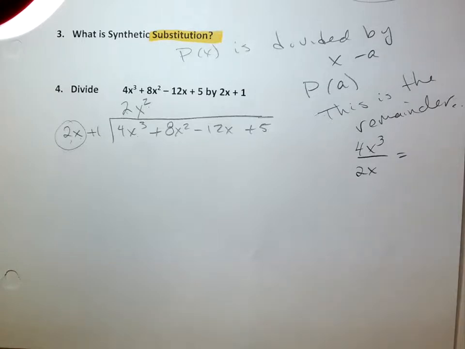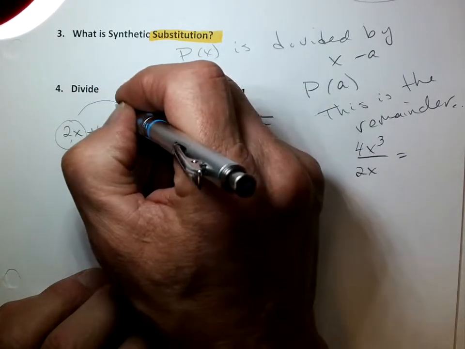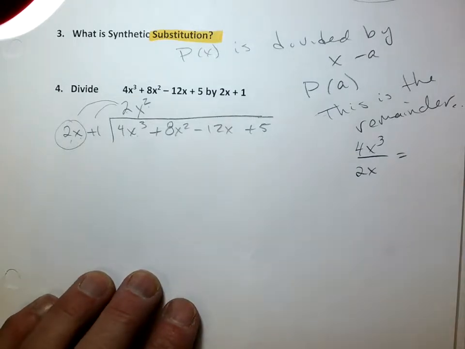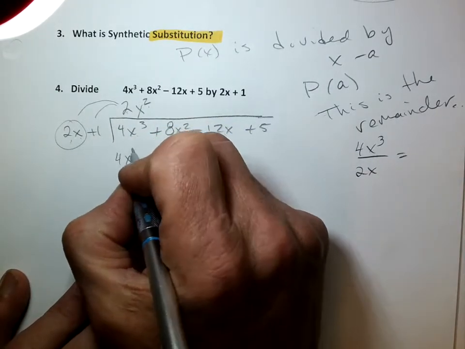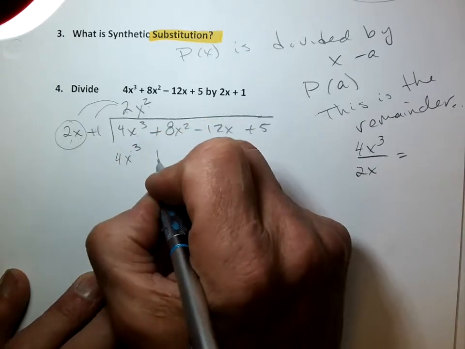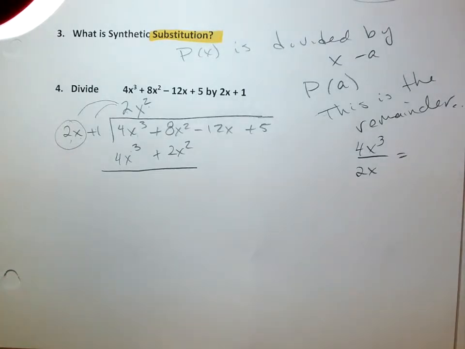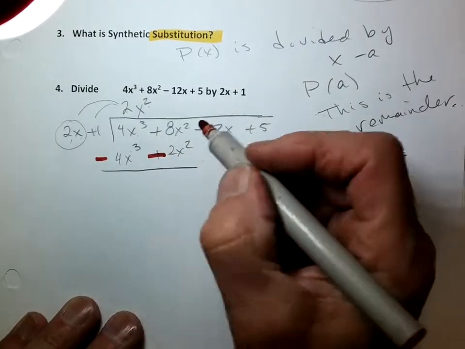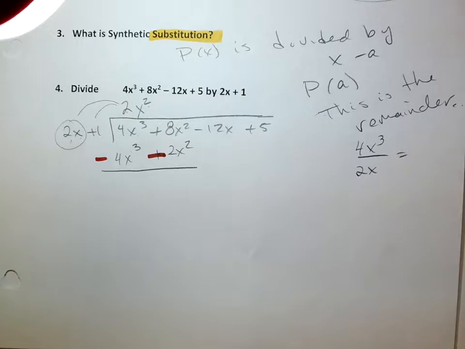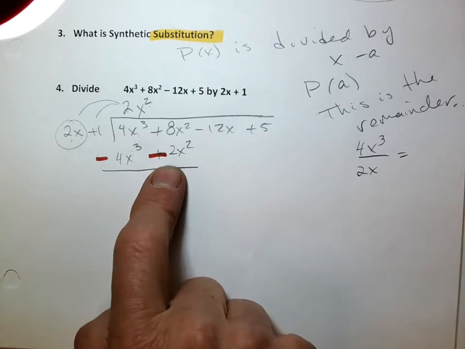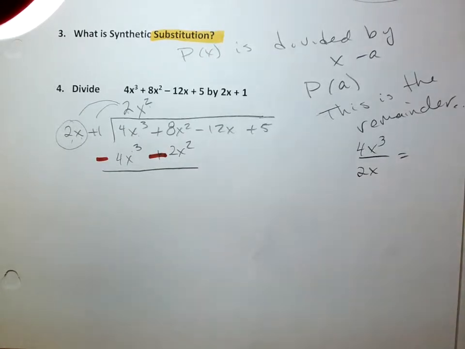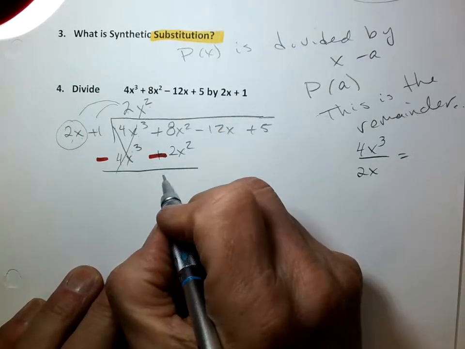When we multiply, we're going to multiply that times that and that times that, so we get 4x cubed plus 2x squared. We're just doing division like we did back in 5th grade, when we subtracted. Now we're going to subtract both. I like to use colored ink, red, so you know I've changed the sign and I'm subtracting. The 4x cubed cancels, and I get a 6x squared.